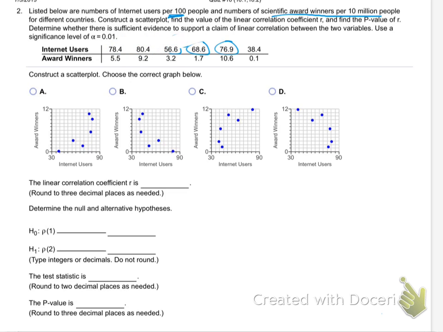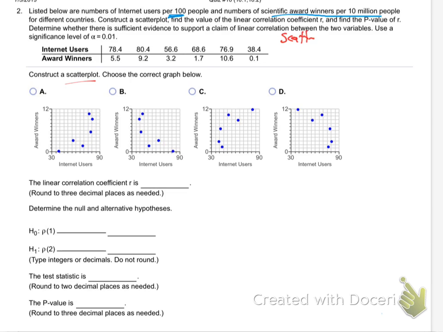So basically what we're seeing in this data set is that countries that have higher internet usage also have more science award winners. Countries that have lower internet usage have fewer science award winners, generally. There are some exceptions to this. Okay, anyway, so we need to put in the data. The first thing they want us to do is get a scatter plot. So how do we do that in our calculator?